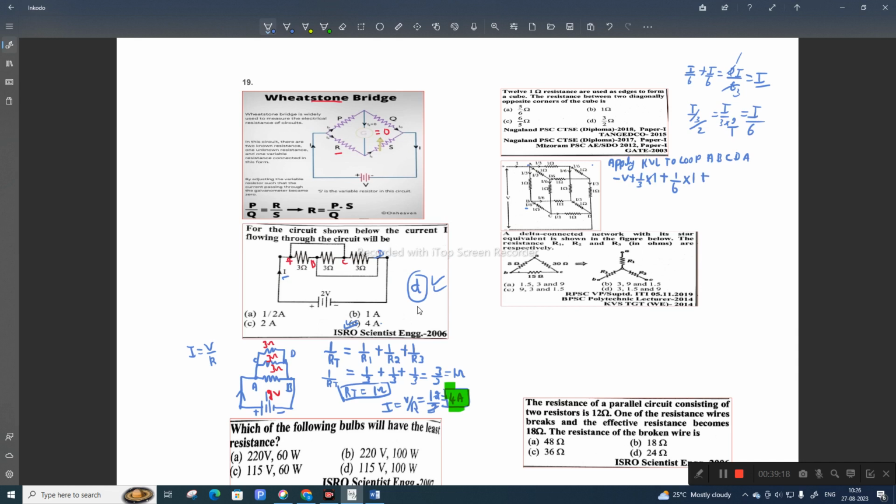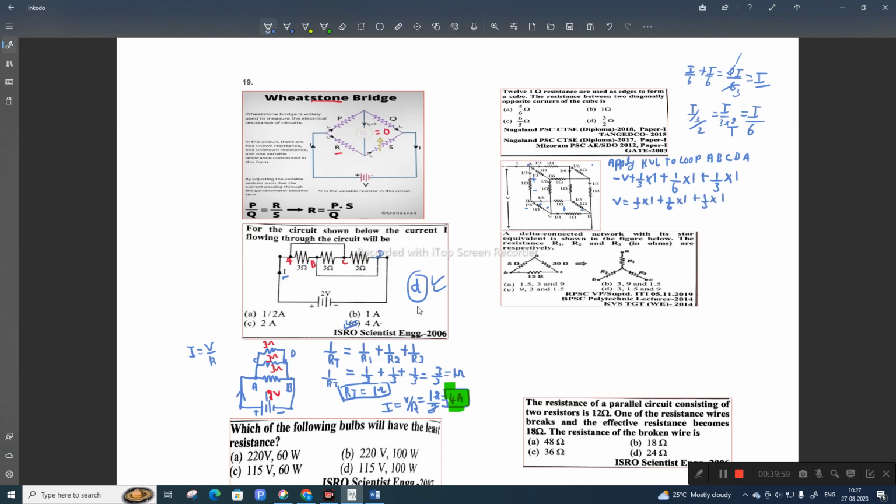Then again plus, current is flowing through this, then again coming here. So when current is entering, you have to take this as plus and this as minus. Then again this is plus, this is minus. So again I by 3 into 1, up to D. Then KVL is applied. Then this minus we take to the other side. V is equal to I by 3 into 1 plus I by 6 into 1 plus I by 3 into 1.